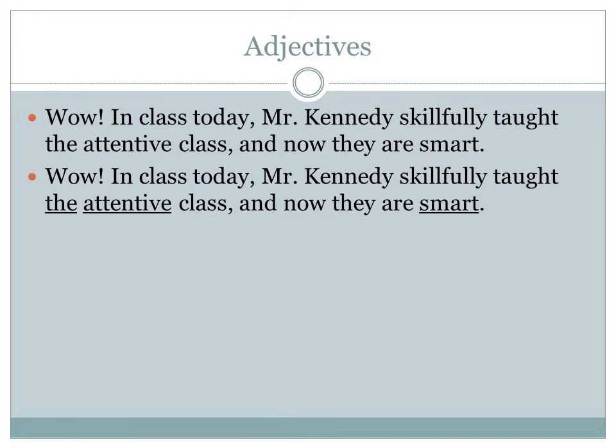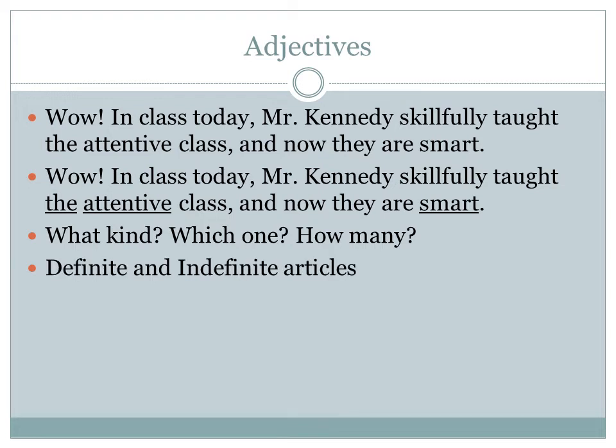One way to test for adjectives is that they answer one of these questions: what kind, which one, or how many. So which class? The class. That's what we call the definite article in the English language. At some point someone might have taught you about articles. Articles are forms of adjectives, and in English they are the, a, and an. So which one? The class. It's an adjective. What kind of class? The attentive class. And now what are they? What kind of they have they become?